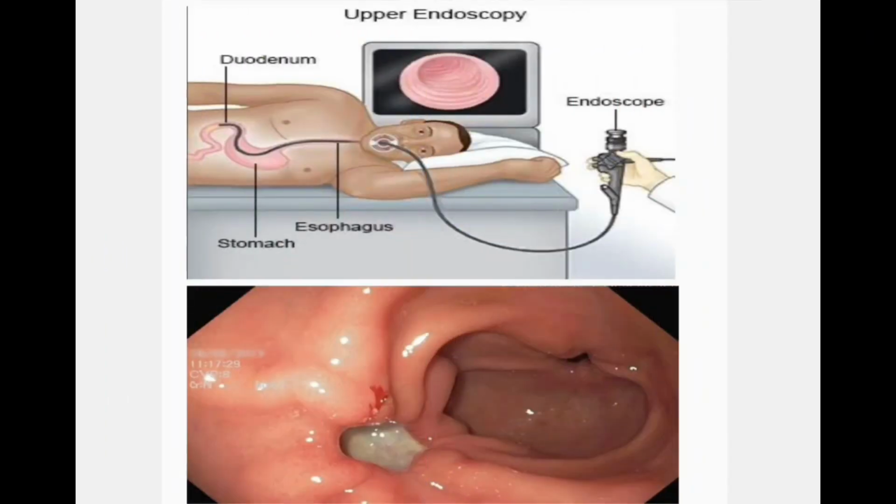The gold standard for diagnosis is endoscopy, which allows direct visualization and biopsy. Helicobacter pylori testing is done via the urea breath test, stool antigen test, or biopsy-based rapid urease test.